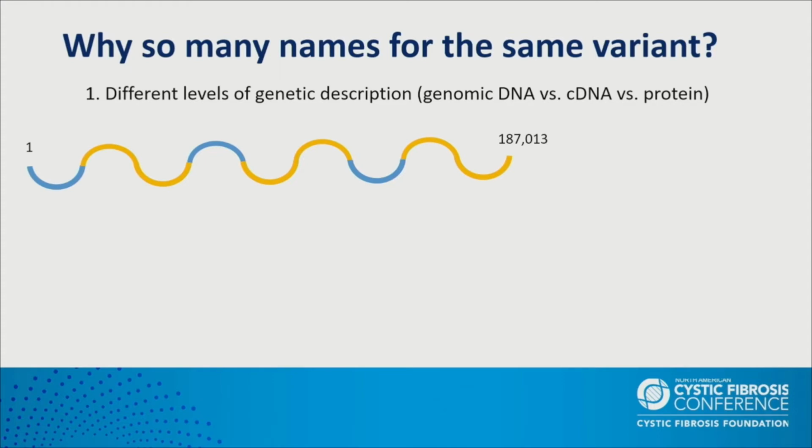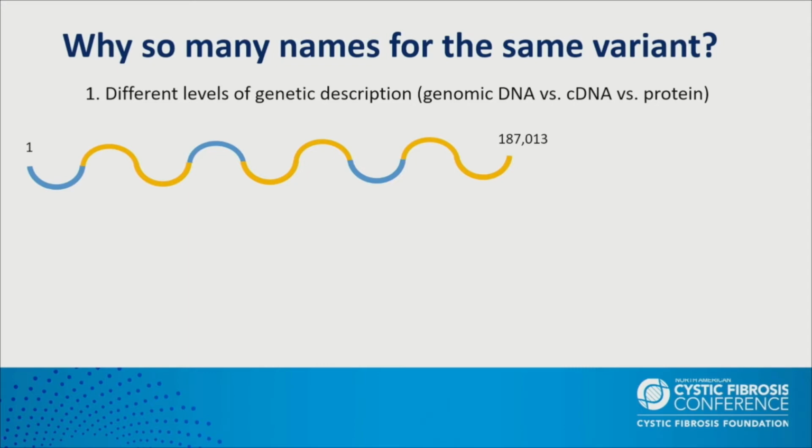So the first figure here is showing the genomic DNA, so all of the coding and non-coding DNA depicted in blue for coding and yellow for non-coding. If you were to start at 1 and number every nucleotide of DNA in the CFTR gene, including all of the coding and non-coding, you would have a numbering system from 1 to 187,000.